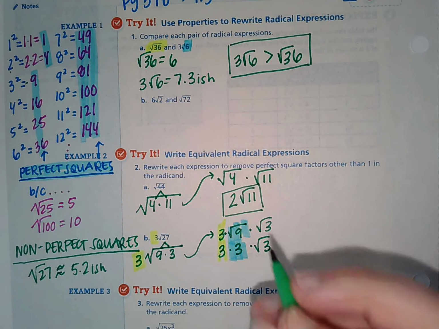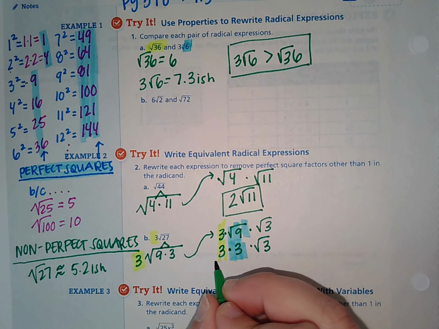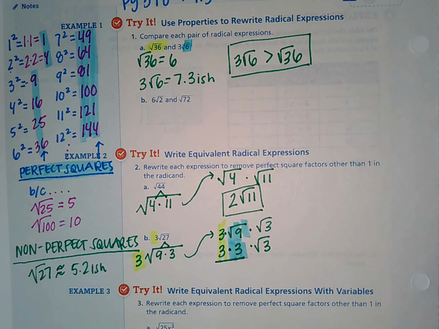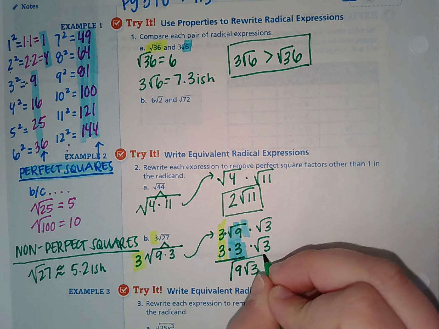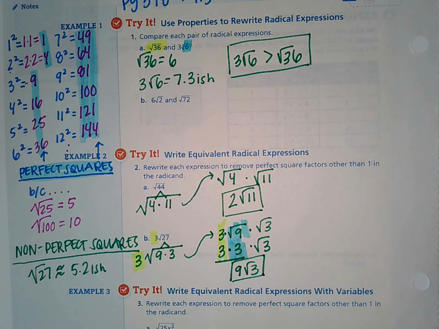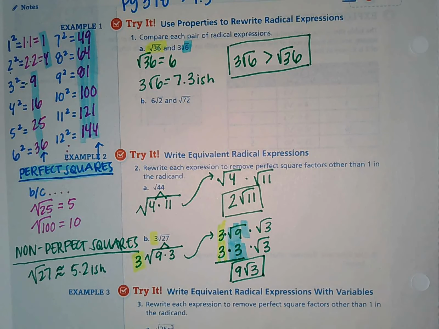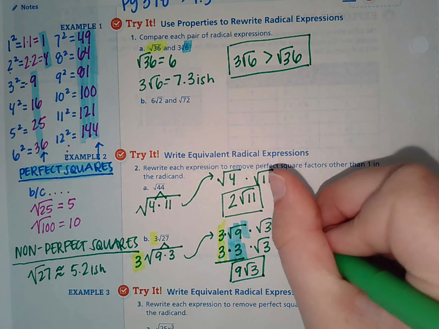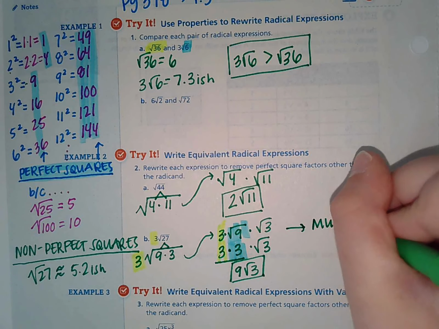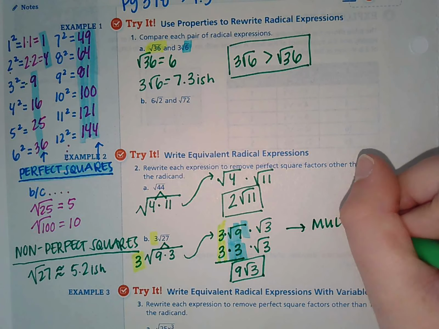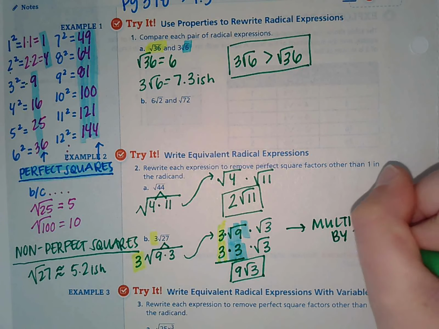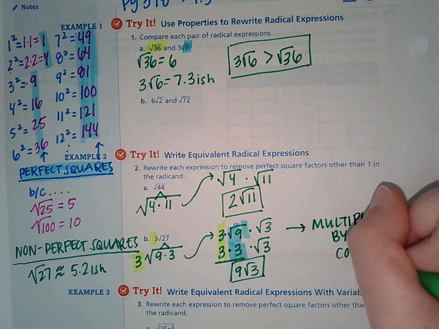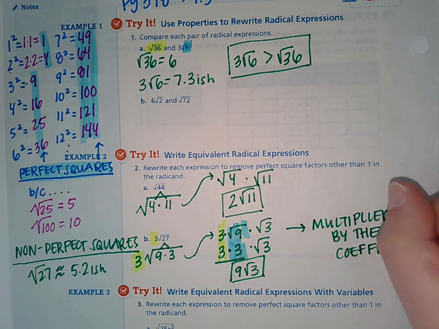So my last step, we want to simplify this expression. When we have 2 whole numbers here on the outside, we can multiply them together. 3 times 3 is 9. 9 radical 3 would be my final answer. So if you want to make yourselves a little note, we just have to multiply by the coefficient. And that coefficient in this problem was my 3.